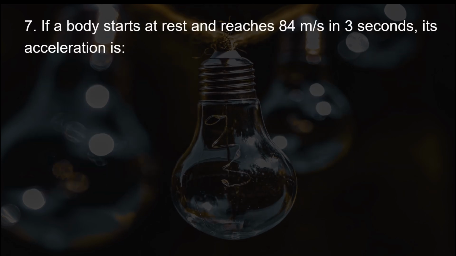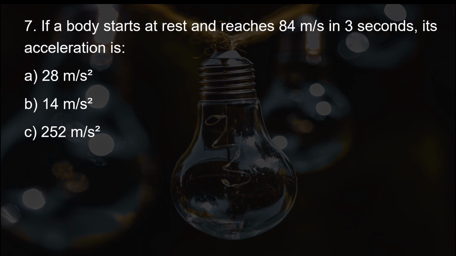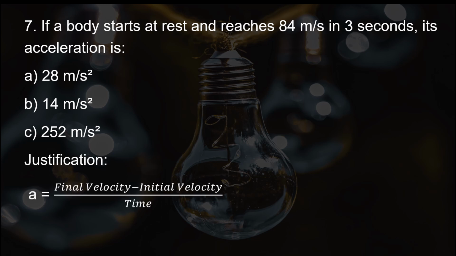Question 7. If a body starts at rest and reaches 84 meters per second in 3 seconds, its acceleration is: A, 28 meters per second squared, B, 14 meters per second squared, C, 252 meters per second squared. Justification: a equals (v minus u) divided by t.